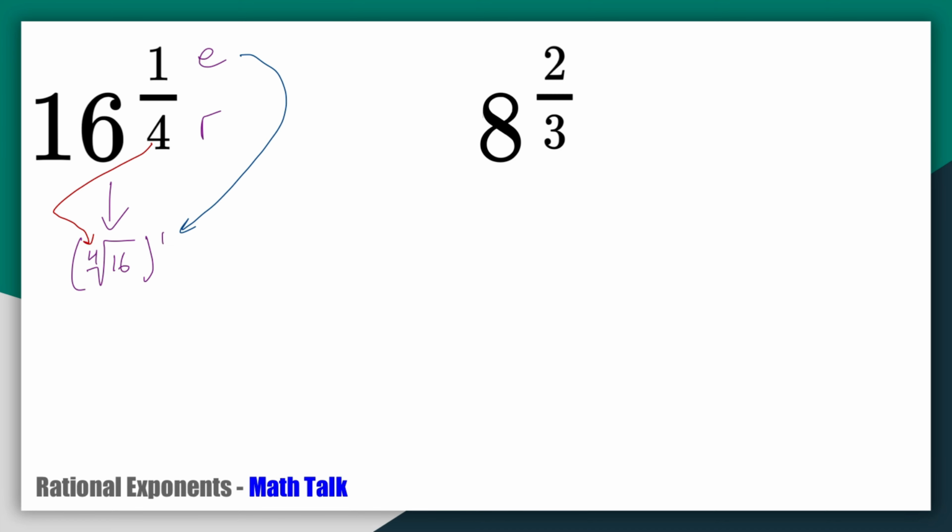Now, let's think about this. The 4th root of 16. When we are looking for the 4th root, this just means we're looking for the same number that multiplies 4 times.